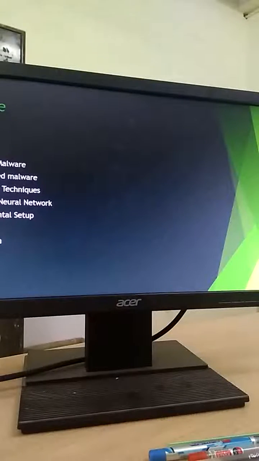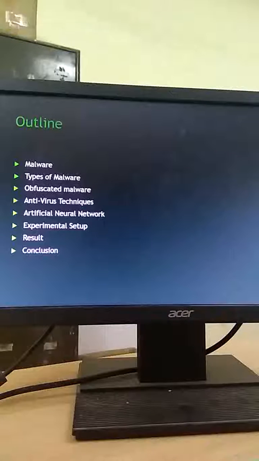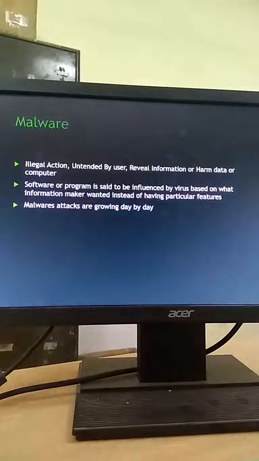The outline of my paper is: what is a malware, various types of malware. The important malware is an obfuscated malware, antivirus techniques, that is how they detect malwares specifically, artificial neural networks, my experimental setups, the results, and the conclusion.